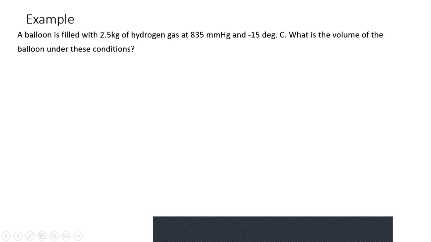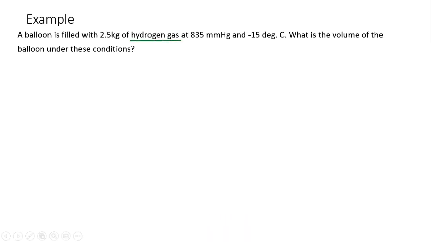So those were individual gas laws. Here we were looking at an example where we have a balloon filled with 2.5 kilograms of hydrogen gas. And note here it says hydrogen gas. If you remember from the first slide, hydrogen gas is diatomic, so the formula of this is H2, at a pressure of 835 millimeters of mercury and negative 15 degrees Celsius. What is the volume of the balloon under these conditions?